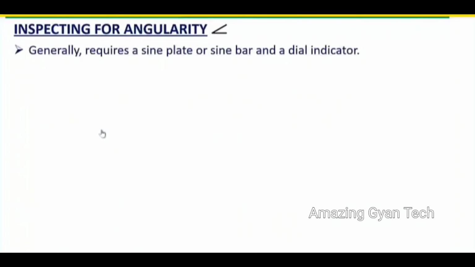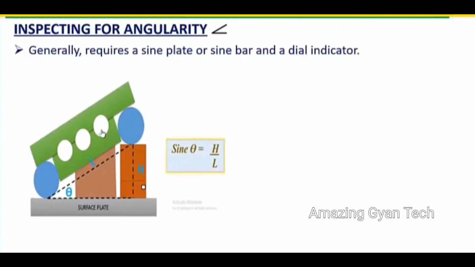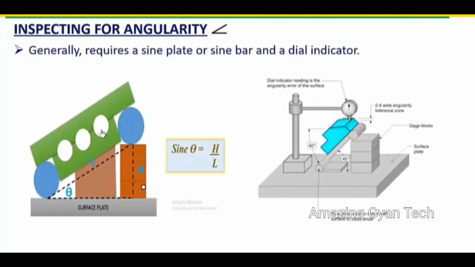Normally inspection of angularity is done by using a sine plate or sine bar with a dial indicator. So what is meant by a sine bar? A sine bar is a device where you can adjust your angle accordingly. We calculate using slip gauges here. You can use many slip gauges according to the height. You can see sin theta is equal to opposite side by hypotenuse. So that is the formula which we have studied.